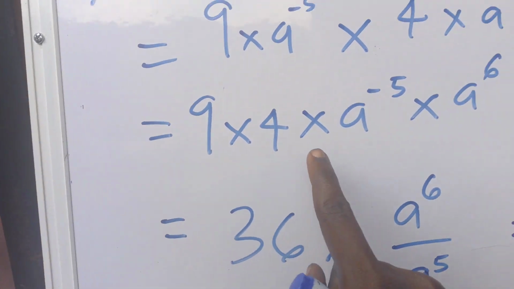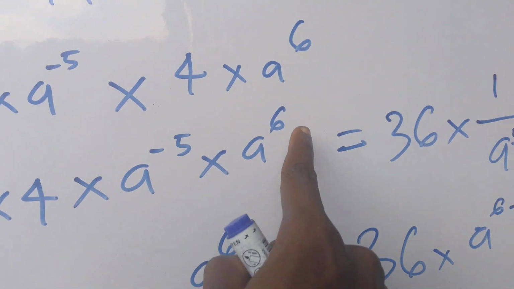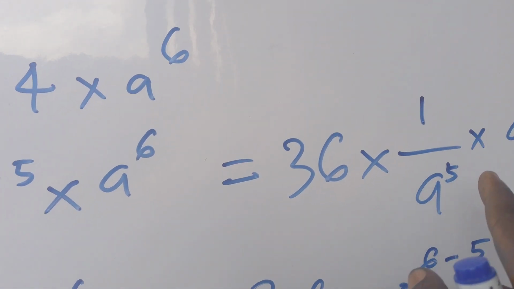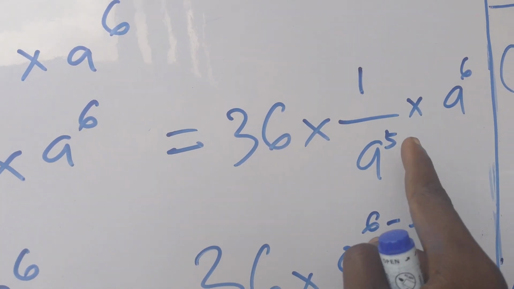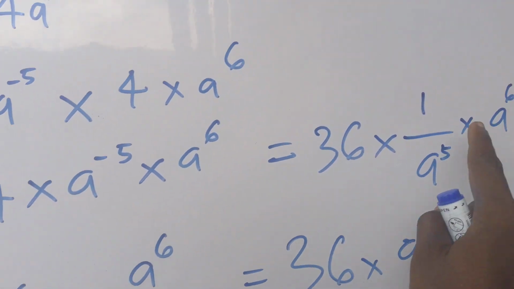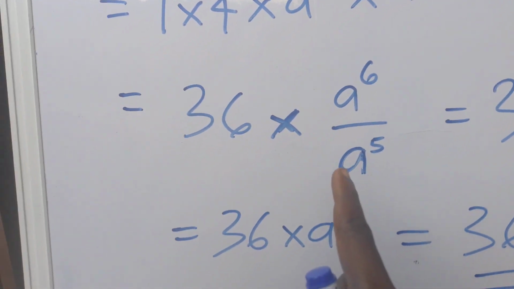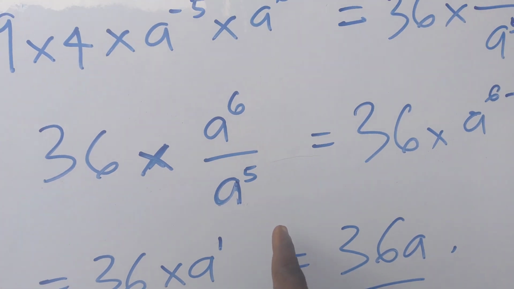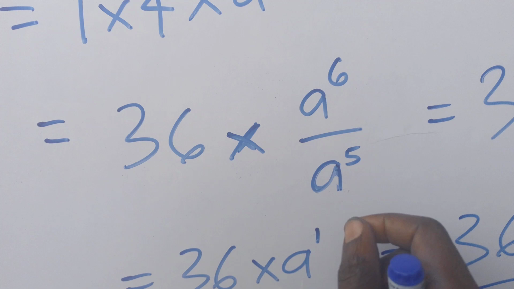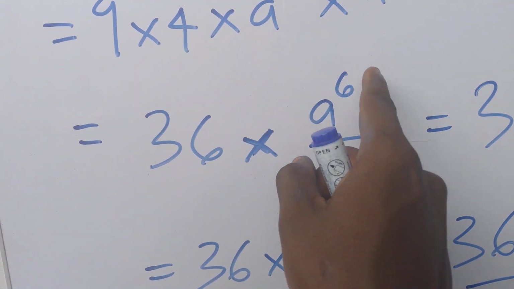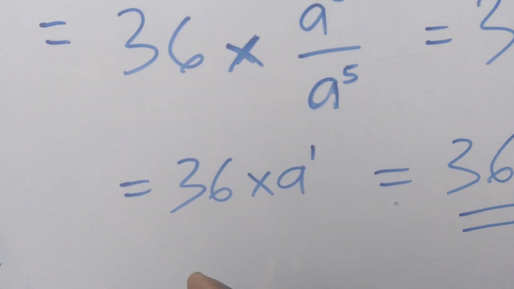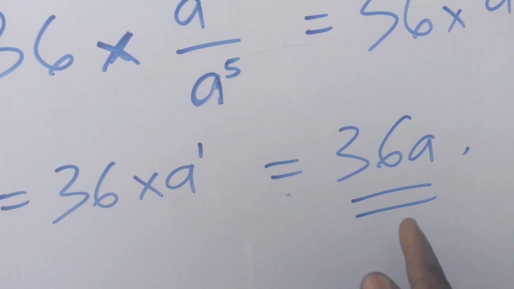So we had 9 times 4 times e raised to power minus 5 times e raised to power 6. Now take the reciprocal of this. Since you have e raised to power minus 5, it's the same thing as the reciprocal of e raised to power 5 multiplied by e raised to power 6. So if I multiply it now, 1 times e raised to power 6 gives me e raised to power 6 all over e raised to power 5. So I will subtract 5 from 6, applying division of indices here. You're having 36 times e raised to power 6 minus 5. That is 36 times e raised to power 1, which is 36e.